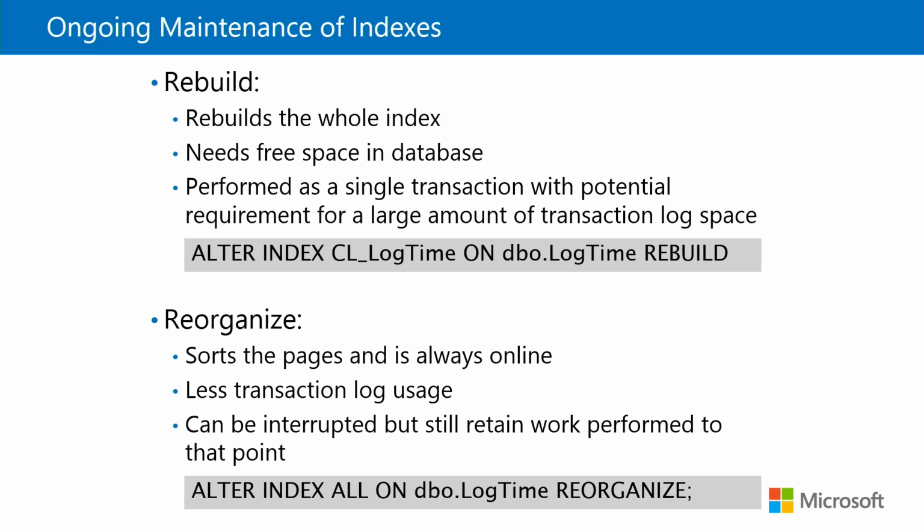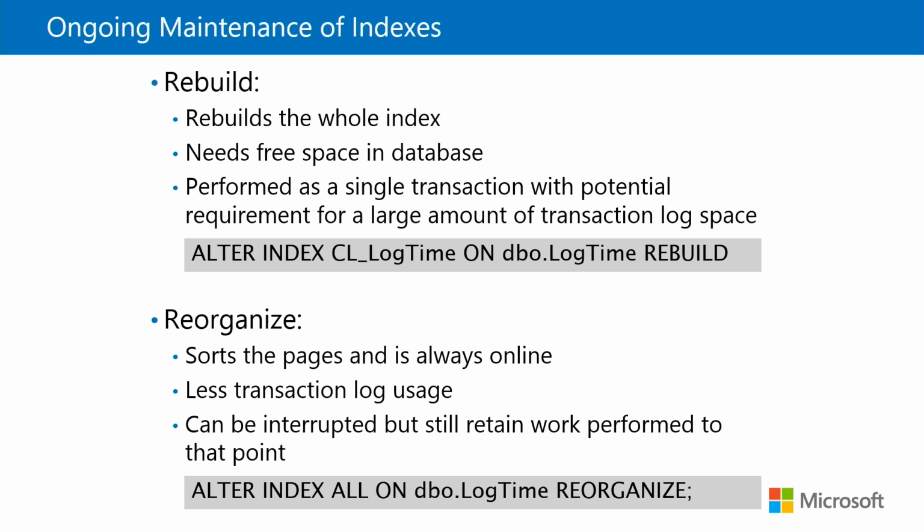To do a reorg, you alter index on the name of the index or all, on whatever table that we're talking about, and then we say reorganize. If the index is more than 30% externally fragmented, we're going to want to do a rebuild. A rebuild is going to need a lot of free space to do that because it's going to actually create another copy of the index and move the data over to the new copy that's being created.